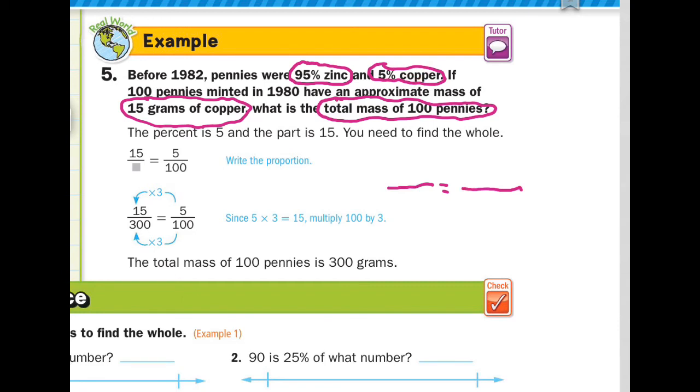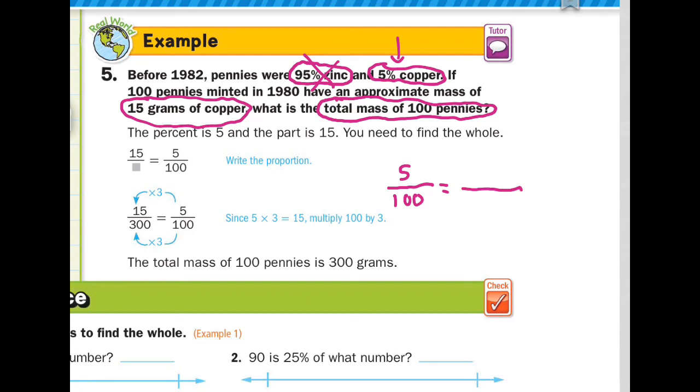So if we look down here, see what else the problem told us. It said these 100 pennies have a mass of 15 grams of copper. They're not talking about the zinc. They're talking about the copper. So that means we do not want to use the zinc. We want to use the copper percent. This wants to know what's the total mass of 100 pennies. So let's start with the percent. 5 over 100, because 5% of a penny is copper.